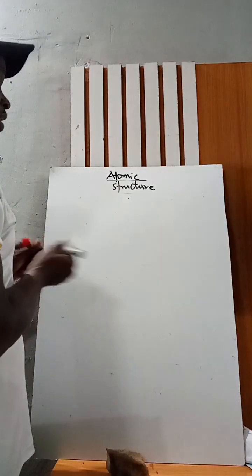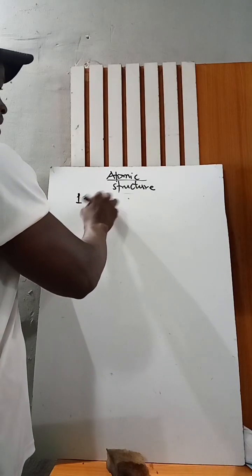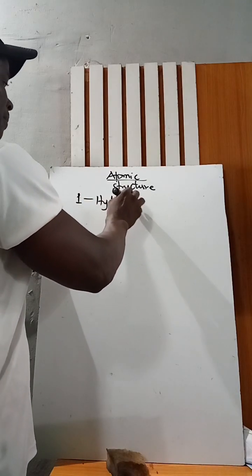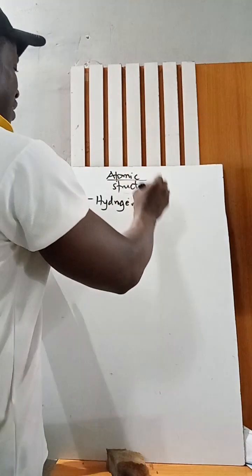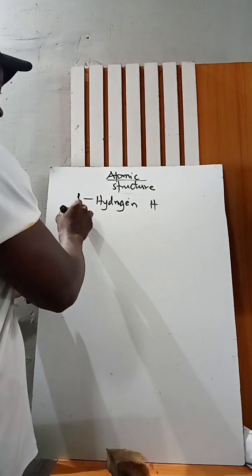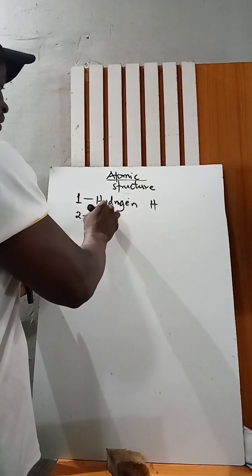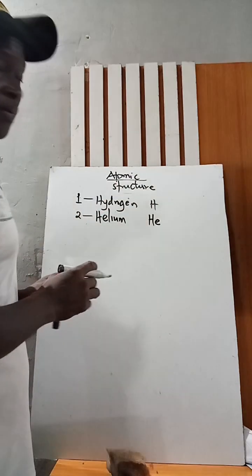Now, what is element number 1? Element number 1 is hydrogen. The symbol of hydrogen is H. Element number 2 is helium.